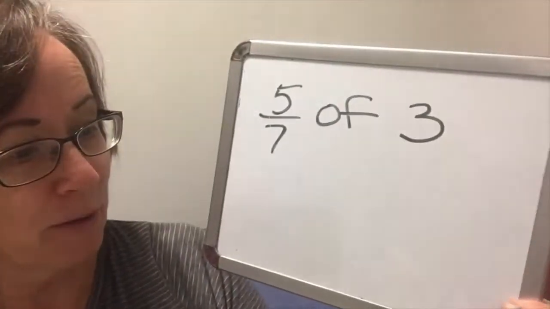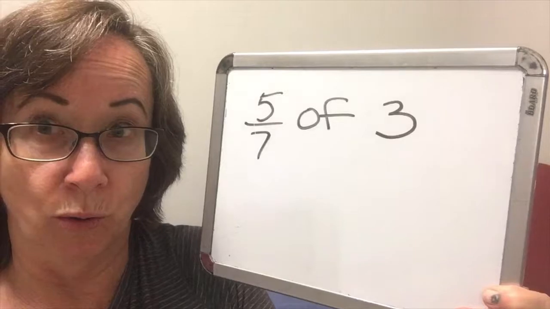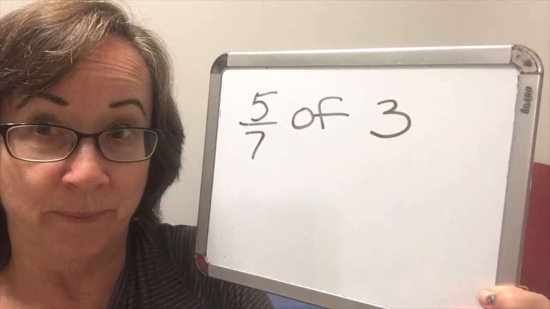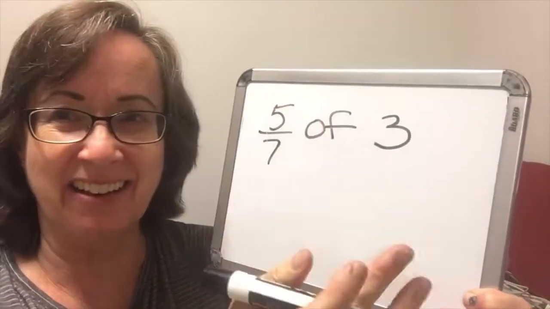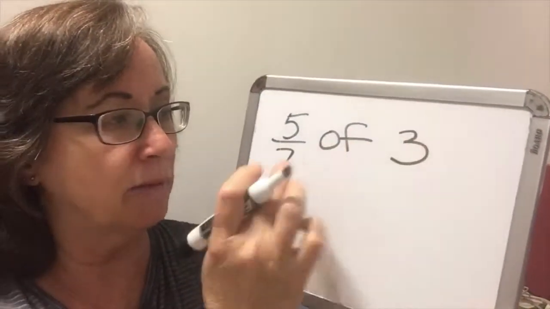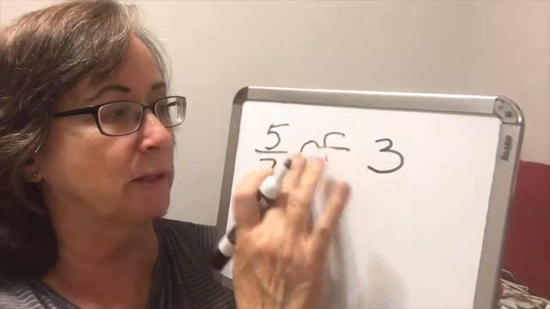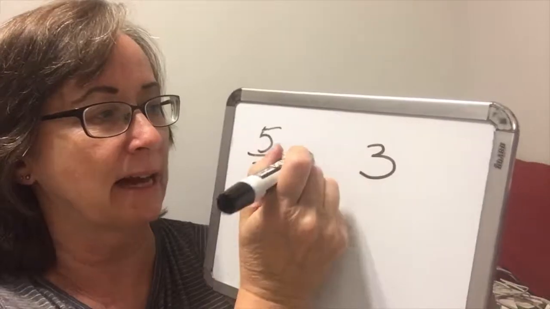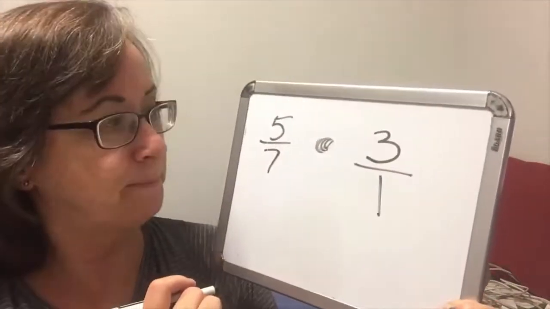And here we come with your very last practice problem for this lesson 29, and pause your video. Okay, again, can we cancel at all? 5 and 7 have no factors in common. 3 and 7 have no factors in common. So we're just going to have to multiply. So we're going to say times and put it over 1.